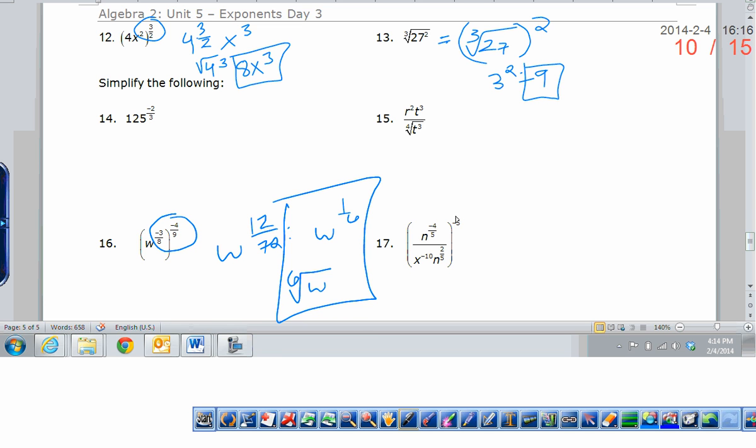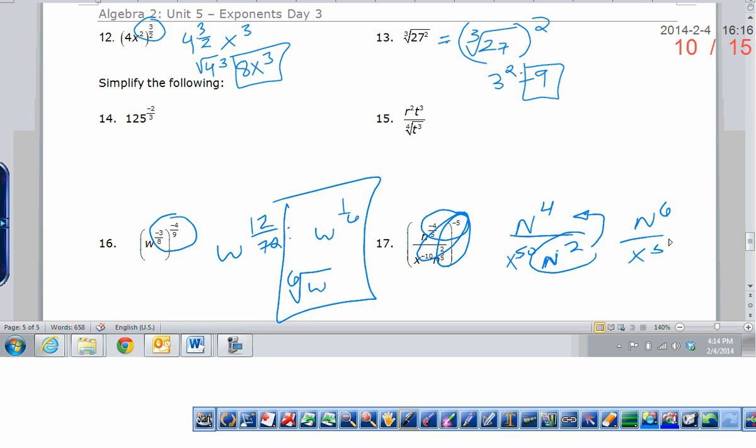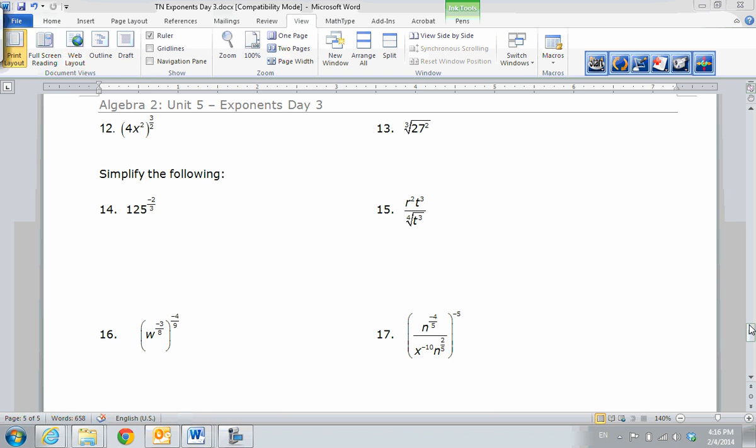Number 17, we need to multiply. -5 times that, -5 times there, -5 times there. So I get now -4 times -5 is 20. 20 over 5 is 4. x to the -10th, -5, that would be x to the 50th. And then that gives me -2. Now, if I have a negative in the bottom, that moves to the top. So I have n to the 6th over x to the 50th. And that's also where you've got to know those rules. I can't stress how important those rules are.